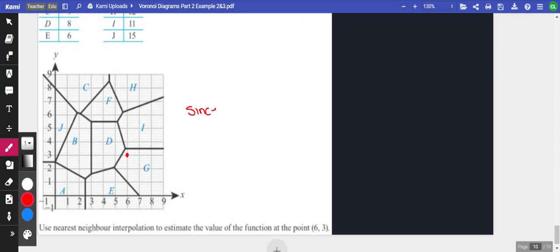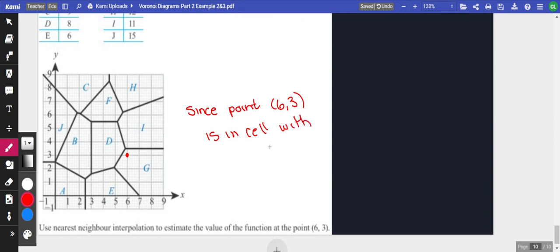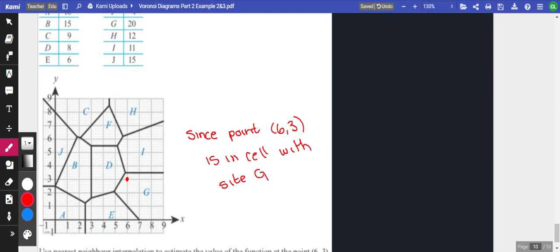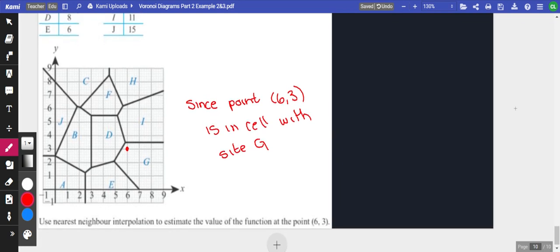Since point (6, 3) is in the cell with site G, we say that it has the same value as that of site G. So we say it has a value of 20. And that's all there is to the nearest neighbor interpolation.